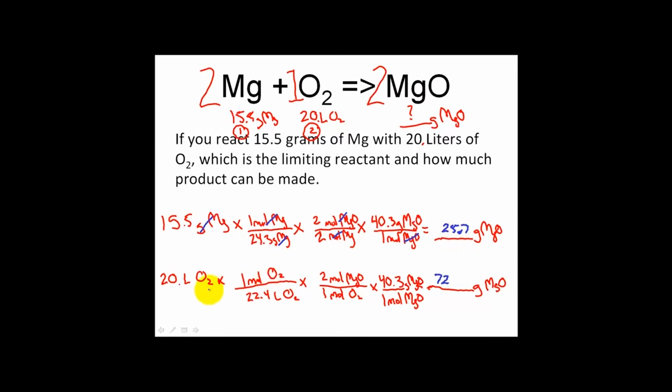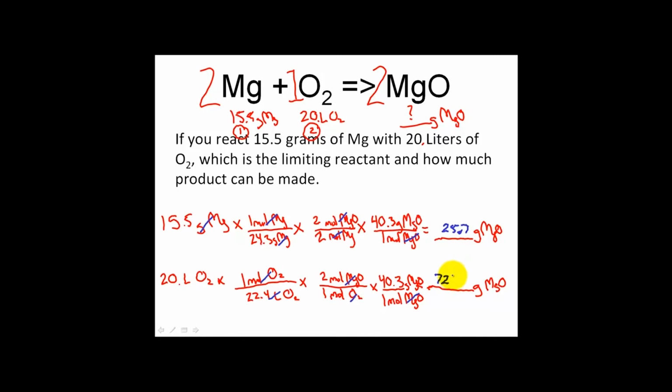Now, if I used up all the other ingredient, my 20 liters of oxygen, and I go through and cancel out my units along the way, okay, everything cancels. Here I am, 40.3 once again. And I end up with 72 grams of magnesium oxide.